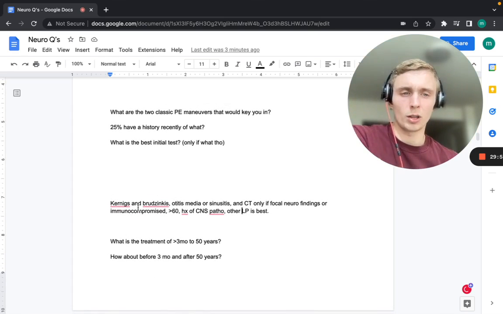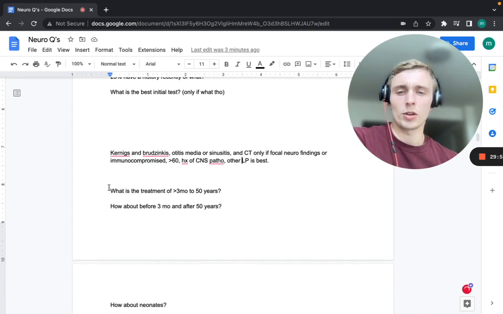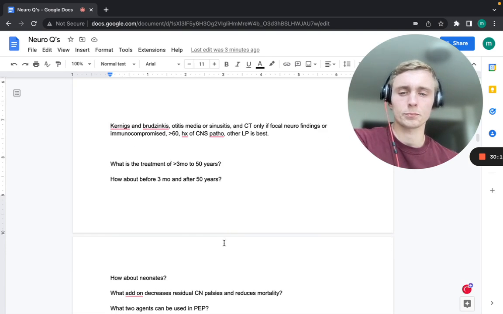Okay, so now treatment. So a lot for meningitis to know. We have to know the treatments. What is the treatment of a patient that's 3 months to 50 years old? We said that's a critical age there. What's going to be our antibiotic treatment? How about before 3 months and after 50 years old? What would you be doing for treatment?